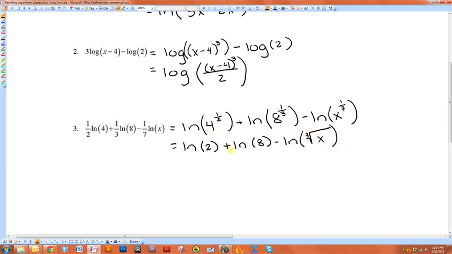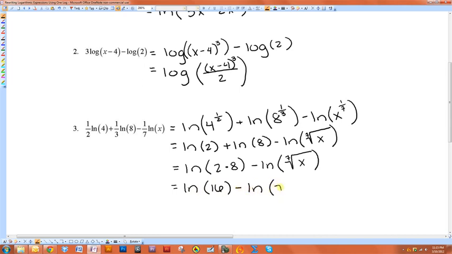Okay. So I have two natural logs being added to each other, so I can write that as just 2 times 8 minus the natural log of the 7th root of x. So it's the natural log of 16 minus the natural log of the 7th root of x. Well, whenever they're being subtracted, you can just write it as one log with a fraction, 16 over the 7th root of x.